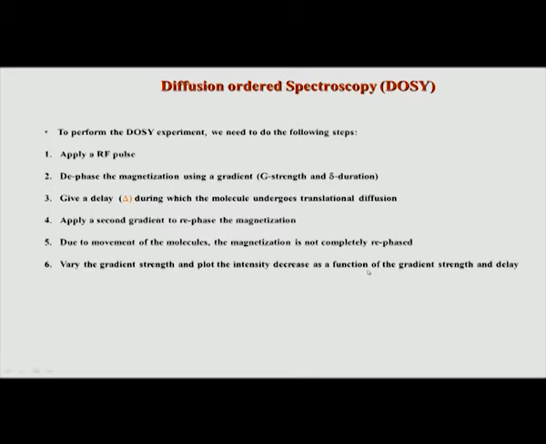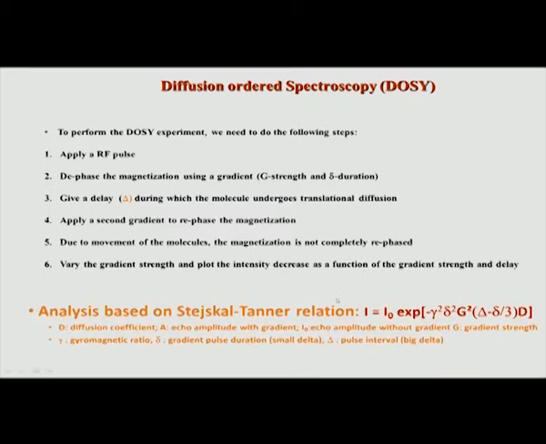This is captured by the famous Stejskal-Tanner equation, which was derived way back in the 60s, and that tells you this. It says that your original intensity, where there was no gradient, which is the standard signal we expect, is now attenuated, meaning decreased, because of the application of this gradient and the delay, and that is given by this relation. In this relation, what are the parameters? D is the diffusion coefficient, which is what we want to extract and find out.